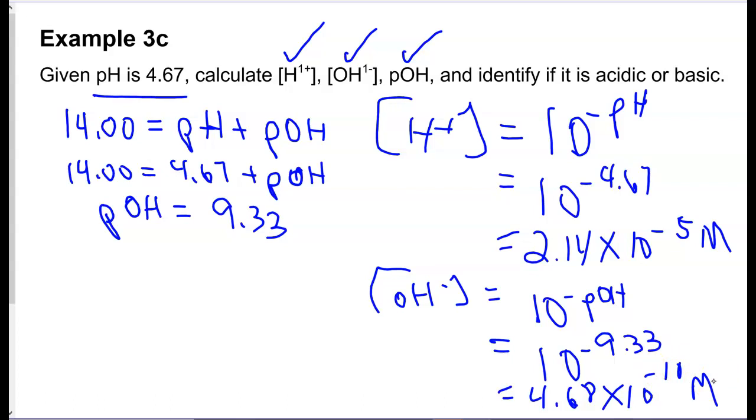So I have solved for all of these pieces. I did it a little bit backwards, but it doesn't matter what order you do them in, because there are several approaches. I have gotten all three of my answers.